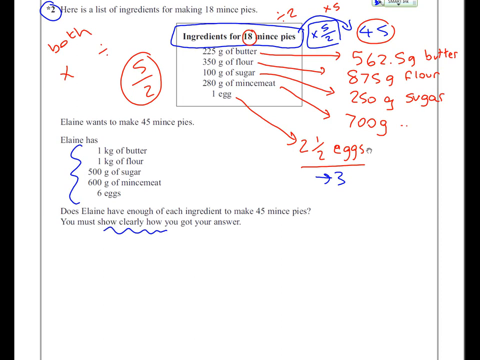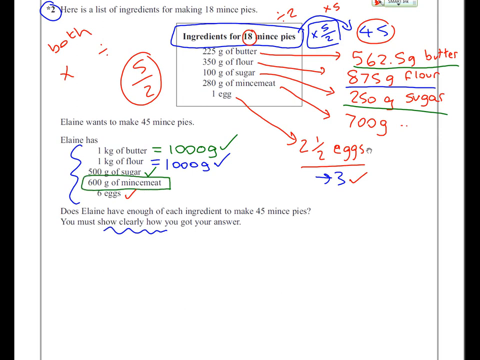So we're going to check each ingredient and see how much we've got, how much we need. We've got 1 kilogram, which is 1,000 grams of butter, and we only need 562.5 grams, as we can see here, so that's enough. Okay. We need 875 of flour. We've got 1,000 grams of flour, so we've got enough. We've got 500 grams of sugar. We need 250 grams of sugar. We've got enough. Now we've got a problem. Even though we've got enough eggs, we do not have enough mincemeat.